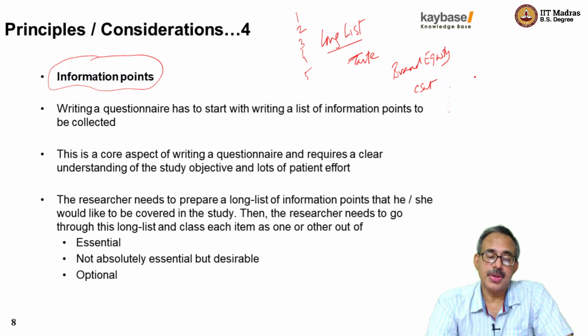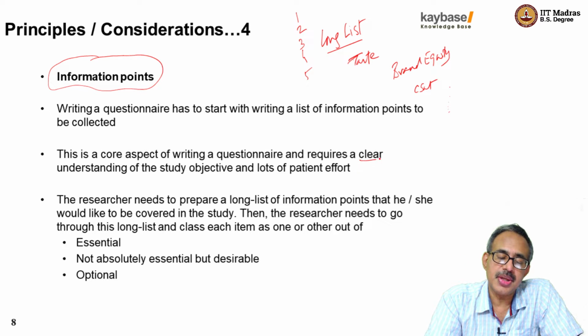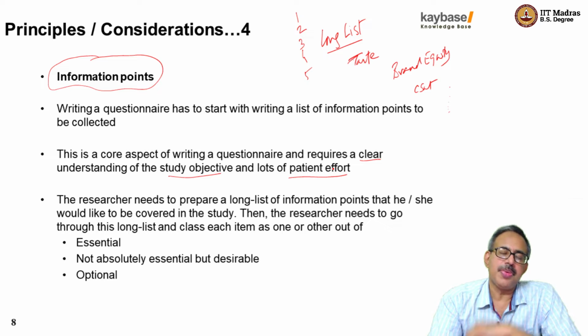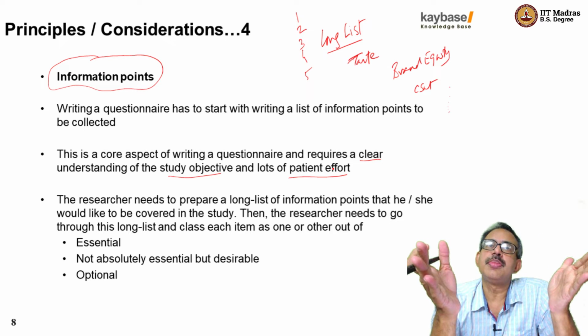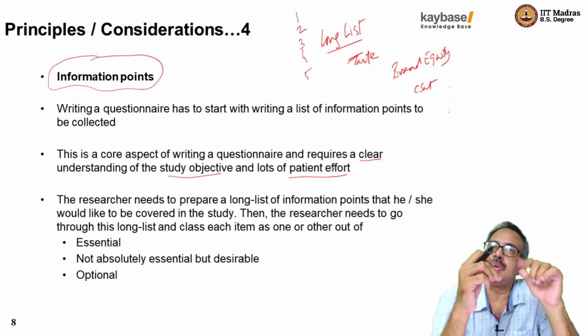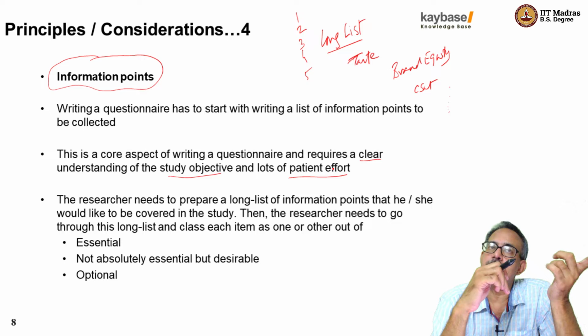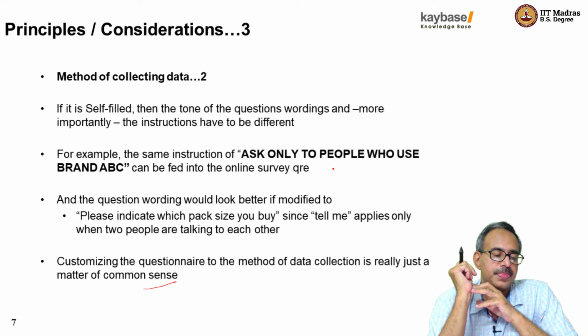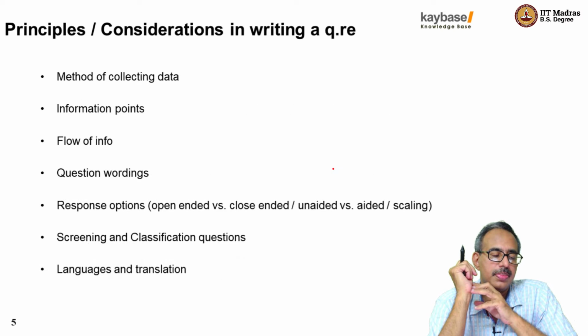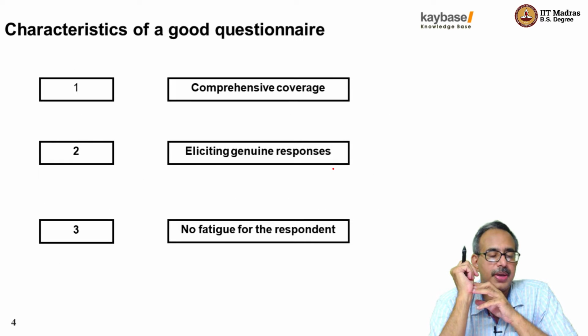Nonetheless, the researcher needs a very clear understanding of the study objective and lots of patient effort. Patience is extremely important. Now, the problem is your long list sometimes is so long that the questionnaire becomes too big. Can we go back two, three slides? One more. One more. Yeah, this one.